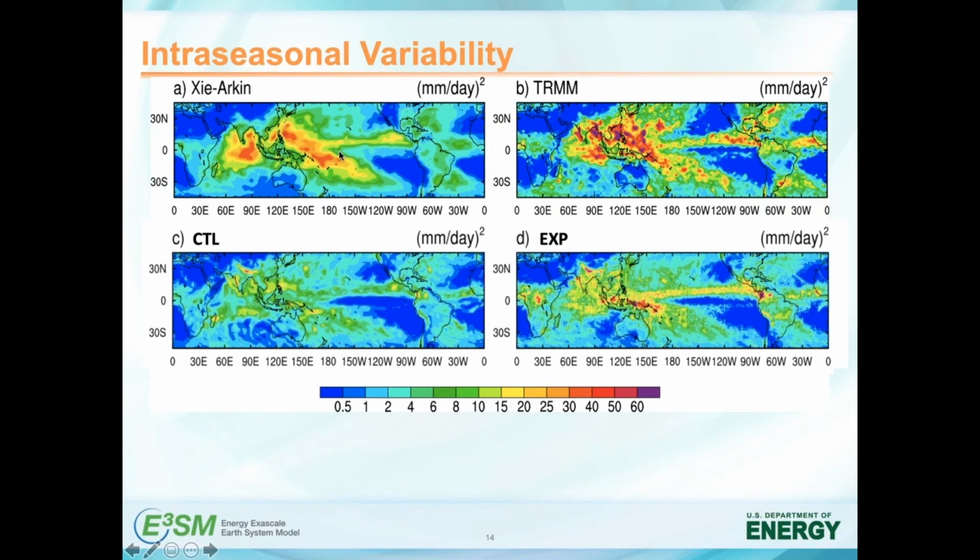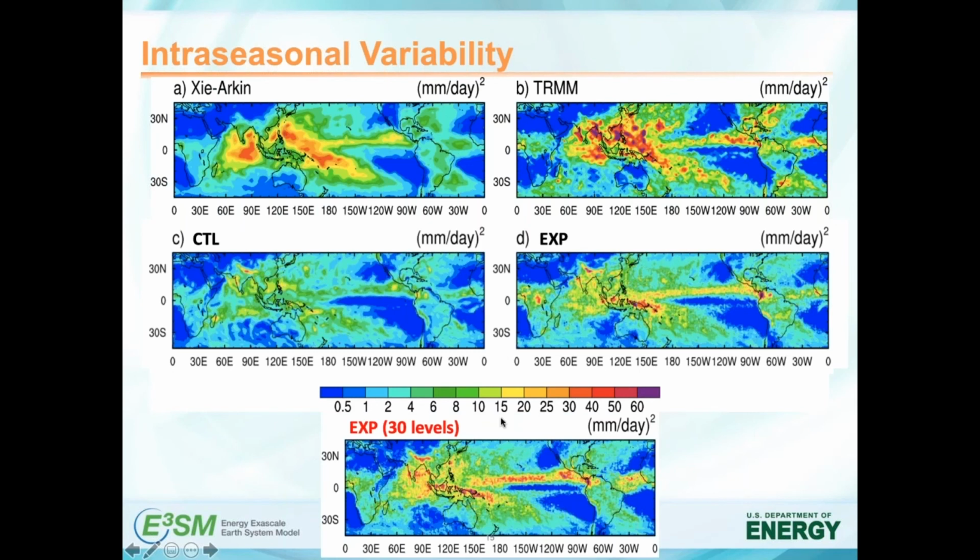This is CMAP, CPC precipitation, and the right is TRMM. There is a substantial amount of intraseasonal variability in observations. On the other hand, the E3SM control run does not have as much, and then we see that by including the stochastic parameterization, the intraseasonal band of variability also increased. And then if we look at the 30 level, it is increased even more.